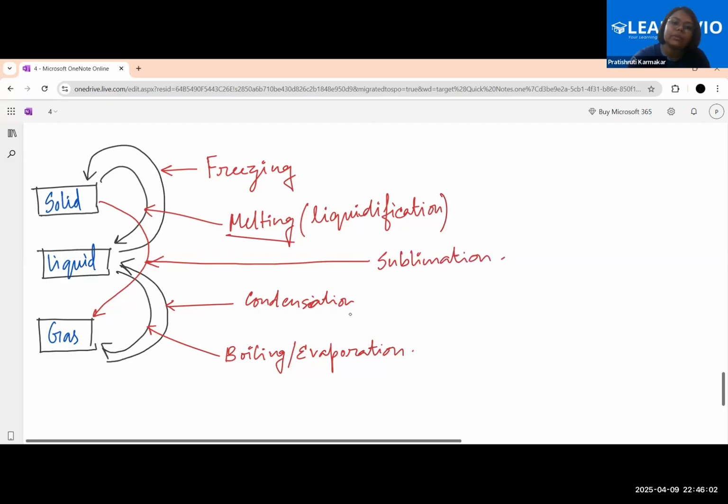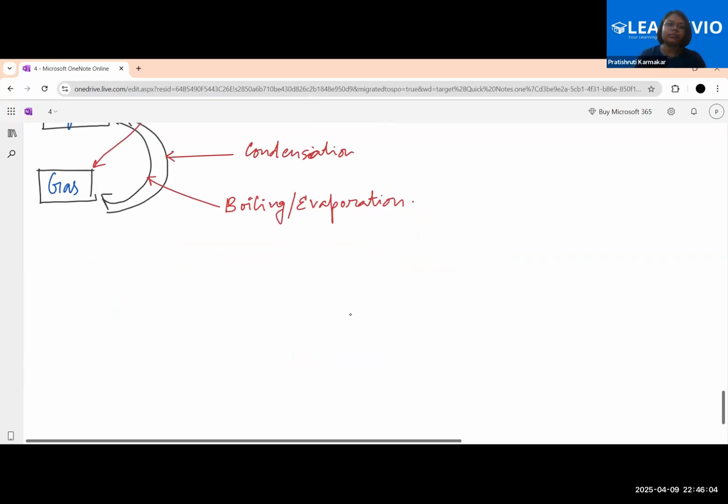Now, can you tell me the difference between boiling and evaporation? Boiling is like when we're heating something to its boiling point so that it can evaporate to the gaseous state. Evaporation is also the conversion to the gaseous state. Now, what is the difference between boiling and evaporation?